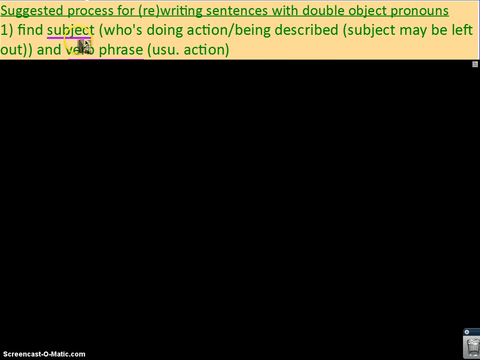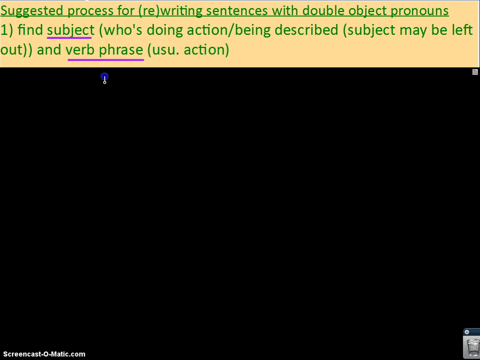Step 1, find the subject and your verb phrase. When I underline these, I need you guys to underline them as well because that's actually a part of the process for some of the things we do in here. Underline the subject and the verb phrase.